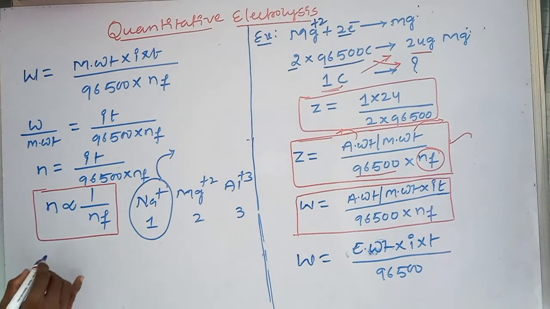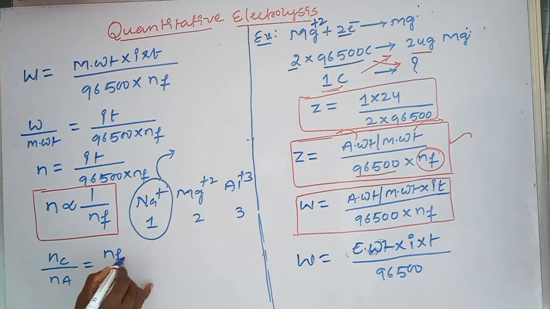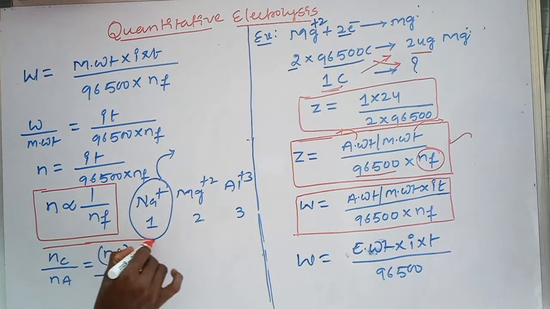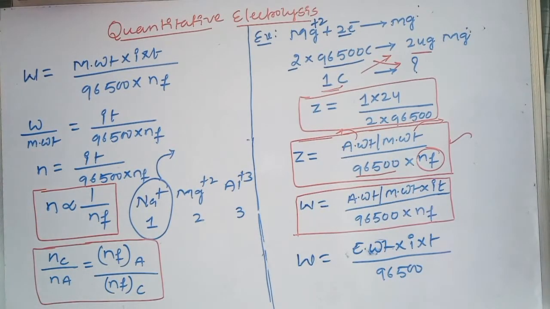So in that case we can easily identify based on the n factor. For example, number of moles at cathode by number of moles at anode equal to n factor at anode by n factor at cathode. So this equation will also be useful for us. This is one of the equations. Based on this relation, number of moles is inversely proportional to n factor.